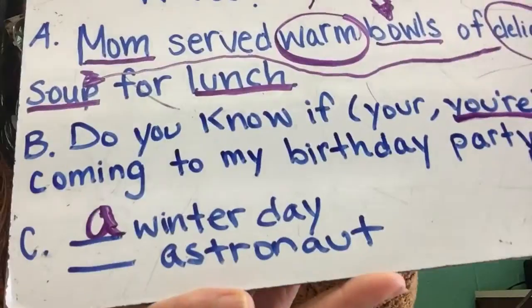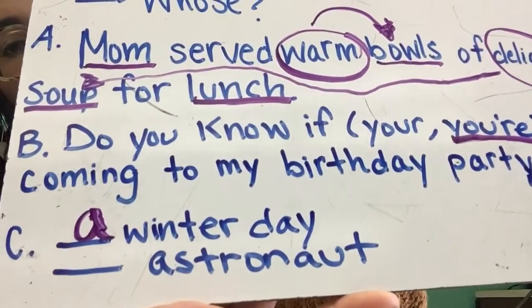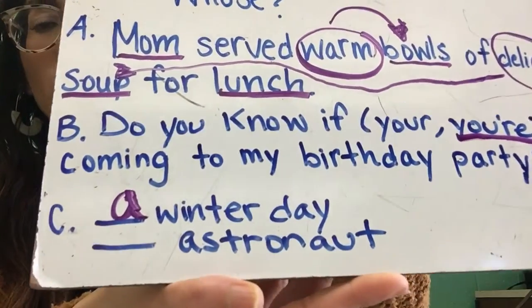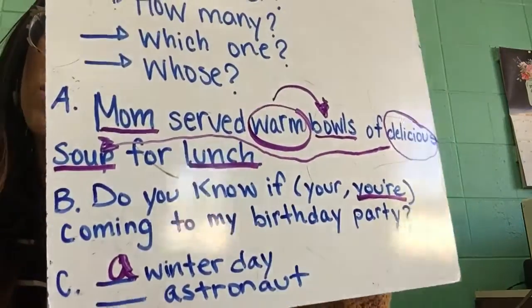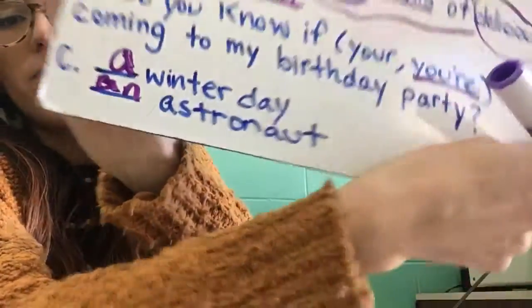Next one says astronaut. So are you going to put A or an for astronaut? We'll look at the first letter. That's a vowel. So when we have a vowel there, what are we going to put? That's right. We're going to put an. A-N. An. Okay?